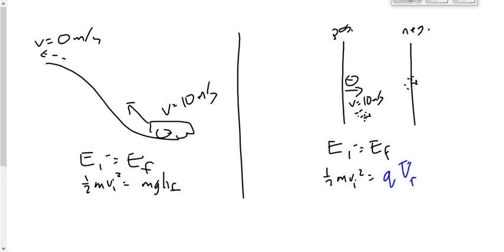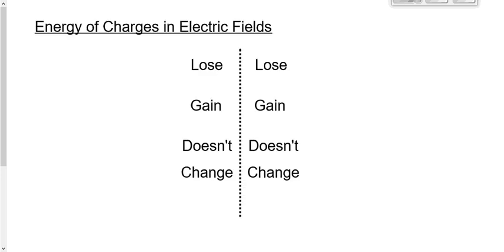It's electric potential energy. Charged particle speeds up, car goes down a hill, potential to kinetic. Charged particle slows down, that's like a car going up the hill. That's kinetic to potential. Here's a little summary page of what happens to the energy here, okay?